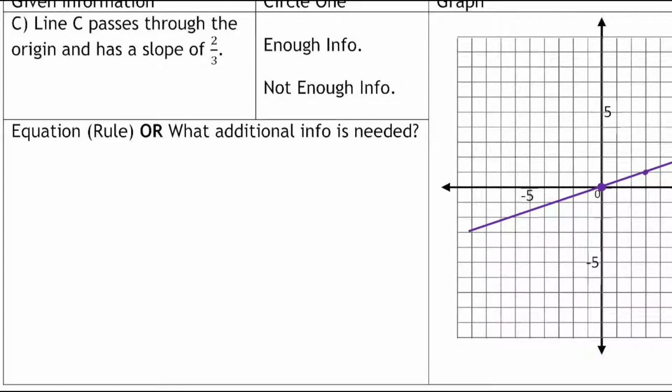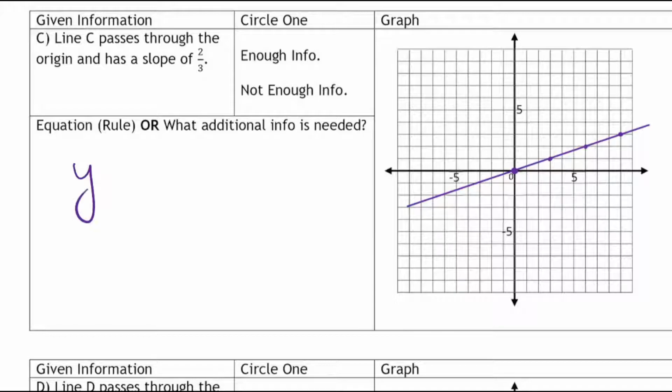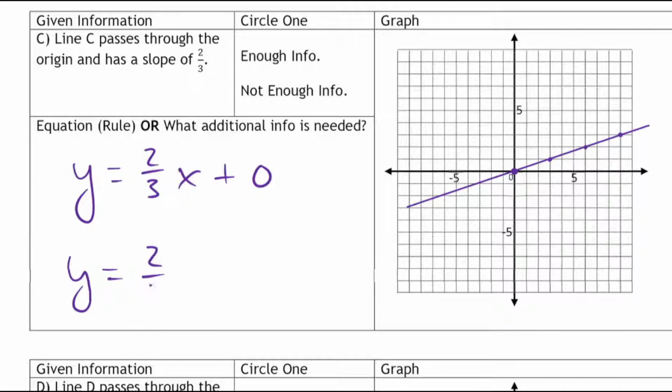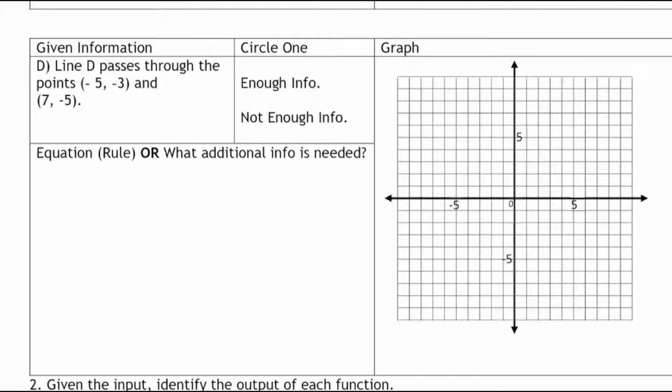Then, because it's going through the origin, my y-intercept is 0. So the equation of this line would just be y equals 2/3 x. And then I could say plus 0 if I wanted to, but that's optional. So I could just leave it as y equals 2/3 x. There is enough information there, so let's go on to part D. Part D says line D passes through, and then I'm given 2 points here.